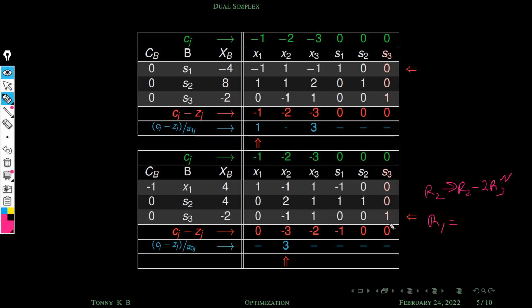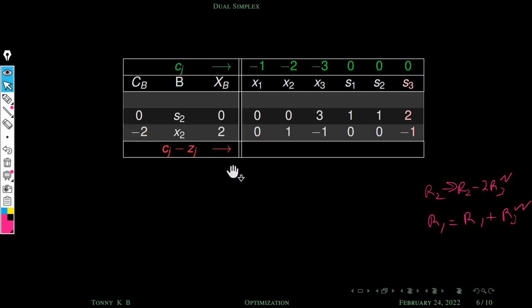And similarly, what about R1? In R1 it is minus 1. In new R3 the term is 1. So that is very simple. R1 goes to R1 plus R3 new. Clear? So these are the two elementary row operations. After these two operations, the table is like this. Okay. So next we have to find Zj minus Cj. Here the Cj minus Zj values are like this.